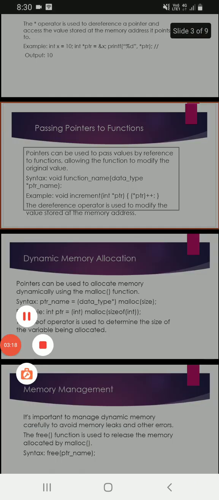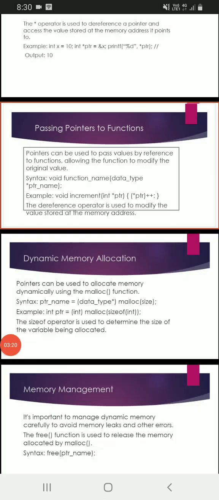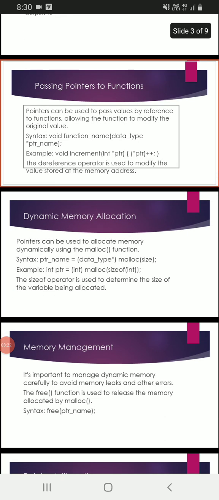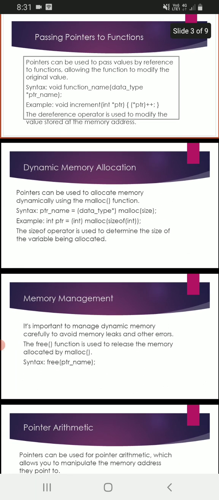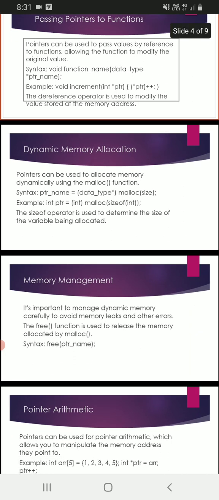Now, next we shall move to the dynamic memory allocation. Dynamic memory allocation is used to allocate memory at runtime. Dynamically allocated memory must be referred to by pointers. The computer memory, which can be accessed by the identifier, is nothing but the name of the variable. So here we can see that we have been looking into the syntax and example, and now the sizeof operator is used to determine the size of the variable being allocated.